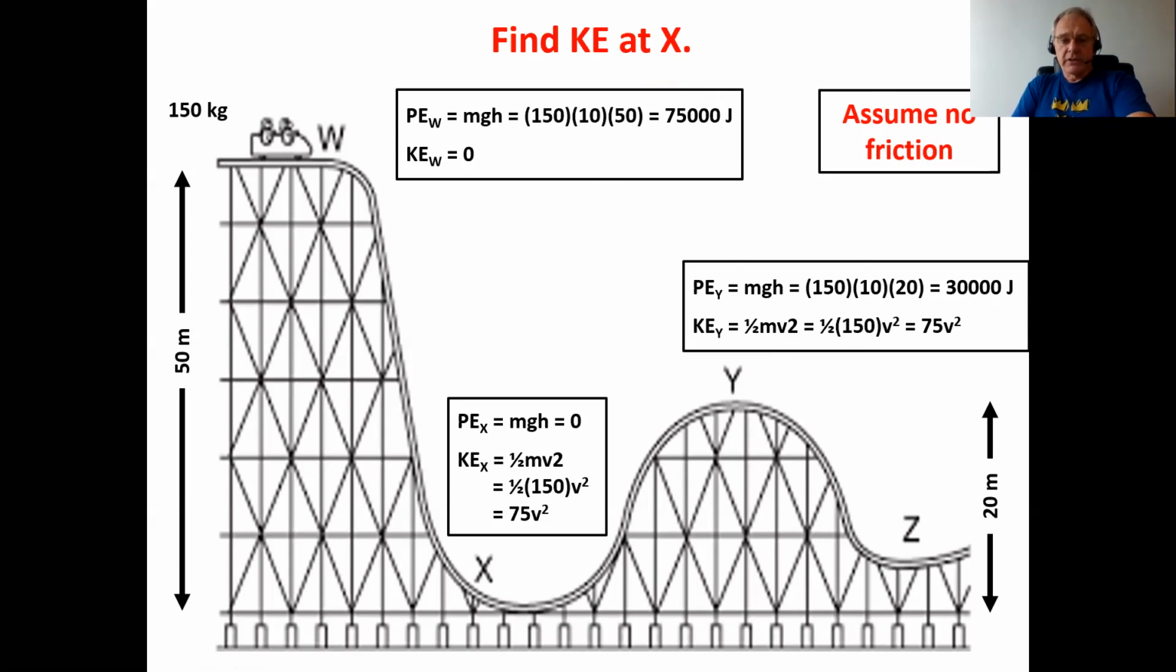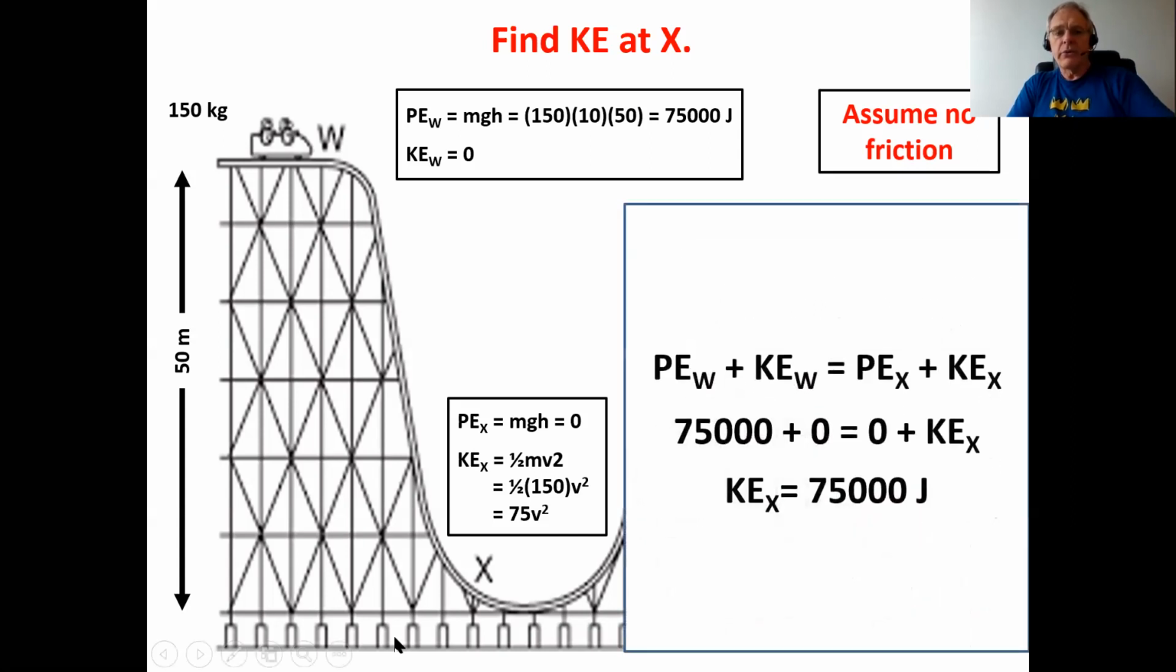Where's my annotation bar? There it is. Mouse. All right. So basically, what we do is we take this box and set it equal to that box. 75,000 plus 0 is equal to 0 plus kinetic energy.